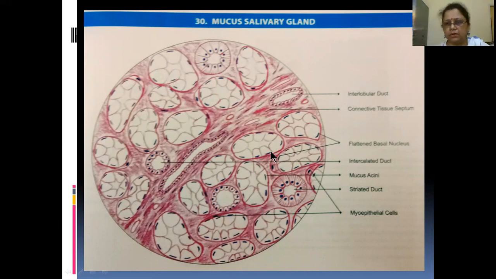So you have to draw these three slides: parotid, submandibular, and sublingual. Okay.